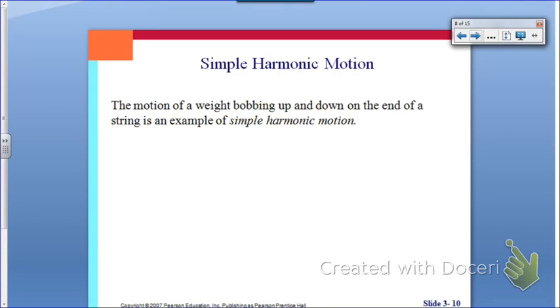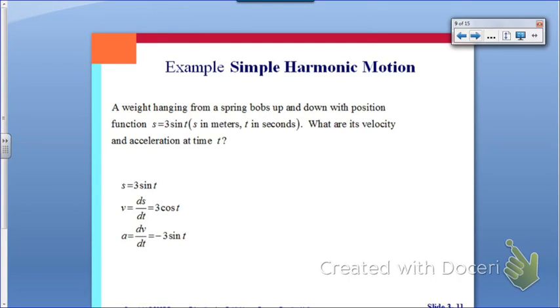An example of using a trig derivative is the motion of a weight bobbing up and down on the end of a string. This is an example of what's called simple harmonic motion. We'll discover and take a look at different types of motion as we go through the rest of Chapter 3. Here's an example using a trig function. A weight hanging from a spring bobs up and down with position function 3 sine of t. What is its velocity and acceleration?